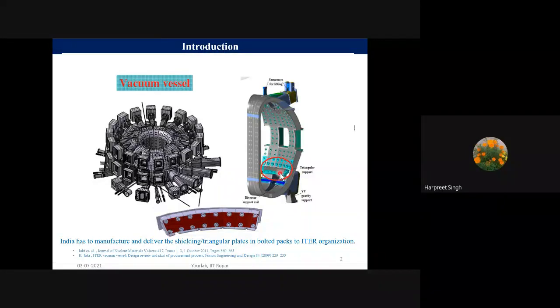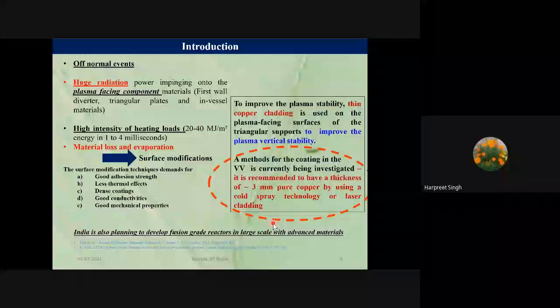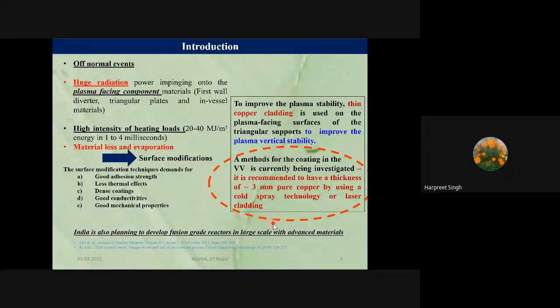And this is a further view of this part here. Okay. Now India has to manufacture and deliver the shielding and triangular plates in bolted packs to ITER organization. So this is the objective here. Now the specific problem is that these have to be coated with very thick copper coatings, because there will always be some off normal events.